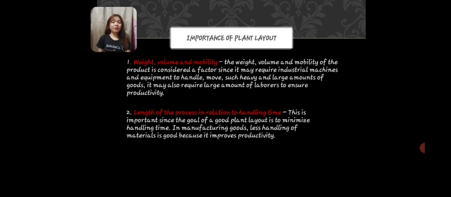In manufacturing goods, less handling of material is good because it improves productivity. So here, you need to know the length of the process, this is a part of the plant. So you know when you should handle it. So your handling of it needs to be timed.